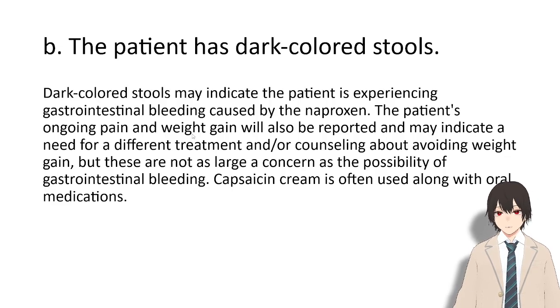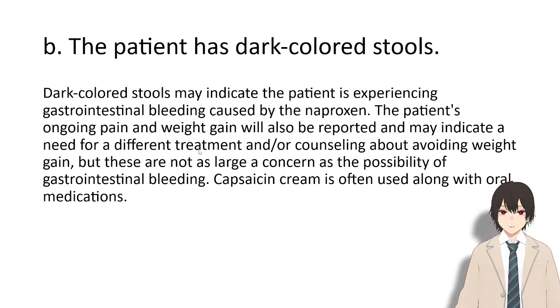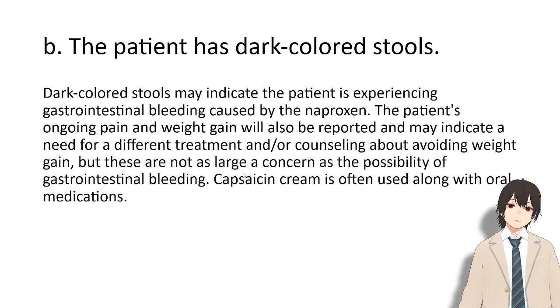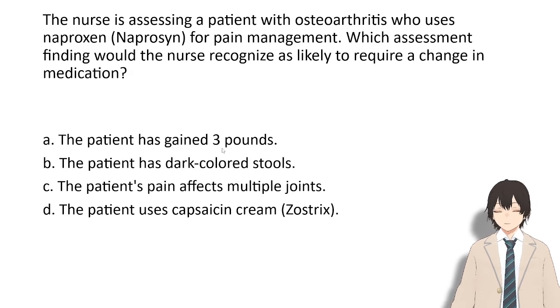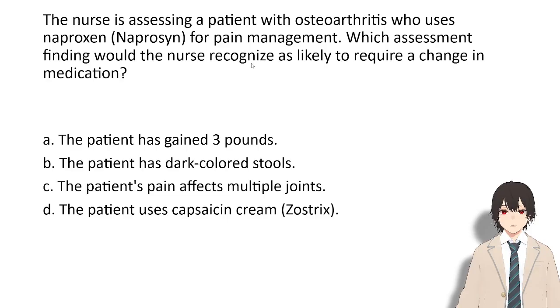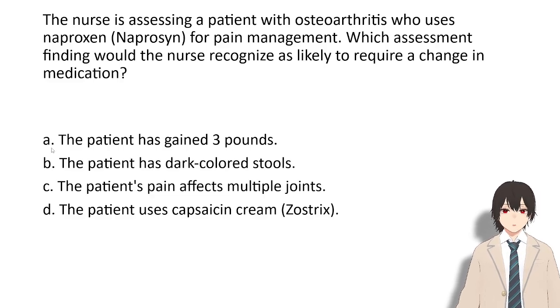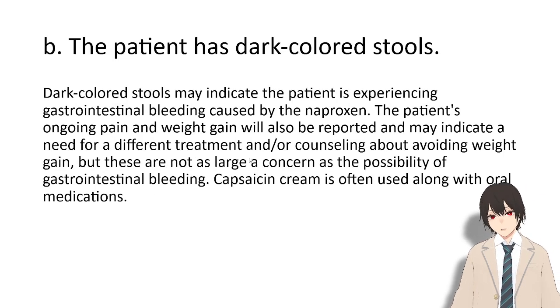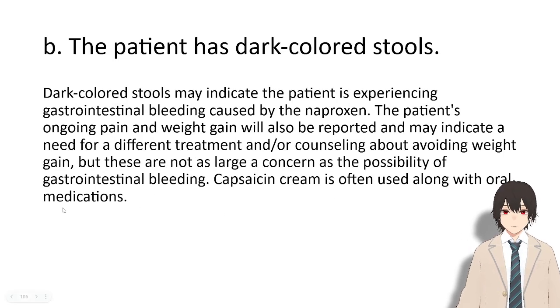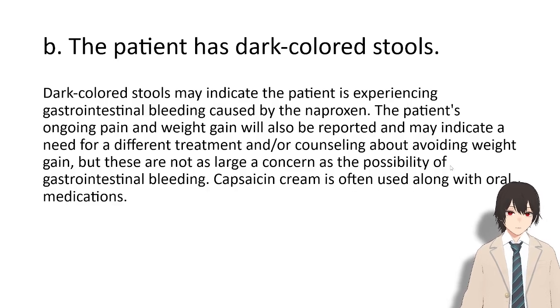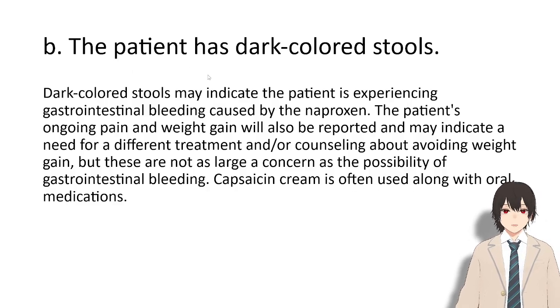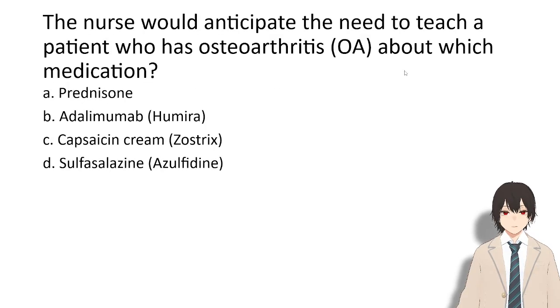The patient's ongoing pain and the weight gain will also be reported and may indicate a need for different treatment and/or counseling about avoiding weight gain. But that's not the main point of the question, right? The main point of the question is asking which is most likely to require a change in medication, and although gaining 3 pounds and the pain affecting multiple joints, like it's not effective or there's just pain in various areas, the priority is going to be the dark-colored stools. And using capsaicin cream is often used alongside oral medication, so it doesn't really need a change, right? The change that needs to happen is that there's GI bleeding, which is dangerous.